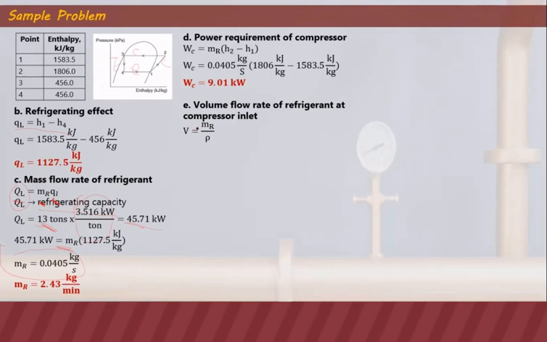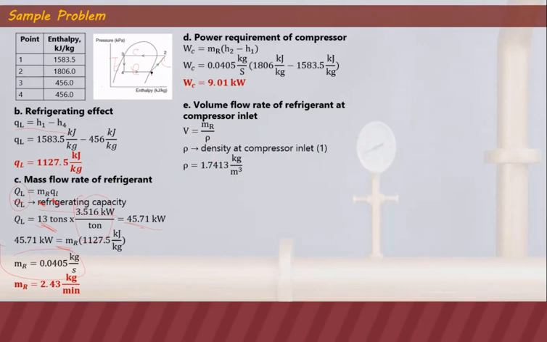This came from the formula density equals mass over volume. We just rearranged that. That's why the volume flow rate is the mass flow rate divided by the density at point 1. For the density, this is the density at the compressor inlet at point 1. We need to get the density at point 1, and we can get that using our table of properties or using the software.